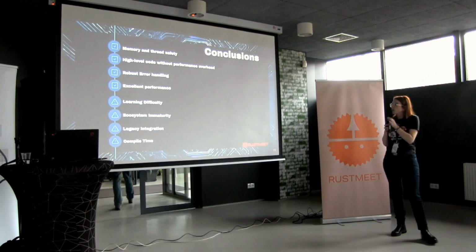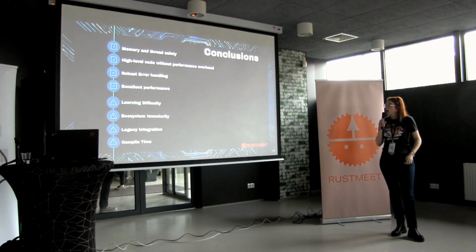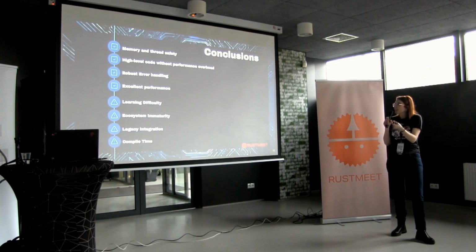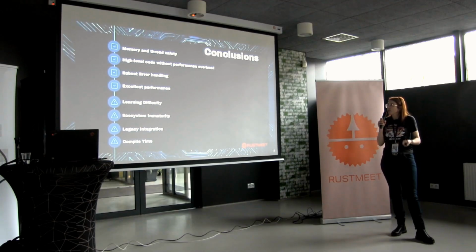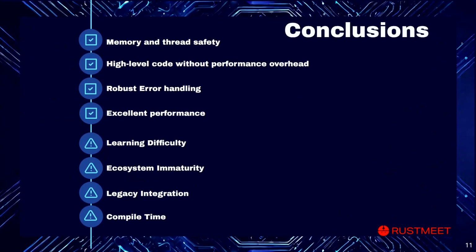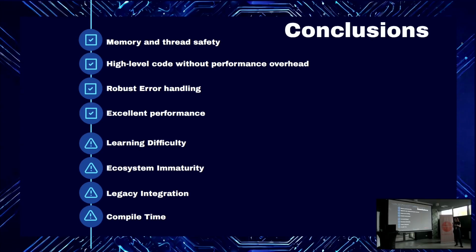As a conclusion from the talk, I have to say that what Rust has is memory and thread safety. By default, it's a language that has been developed thinking about these things. It's high-level code without performance overhead, which is really good because you can have safety and efficiency at the same time. It has its own way to handle robust error handling, and it has excellent performance by default.